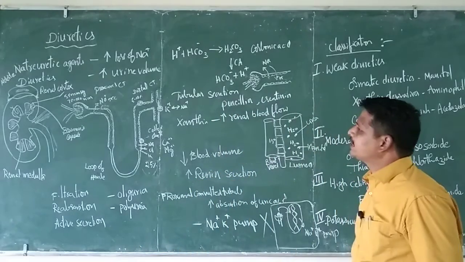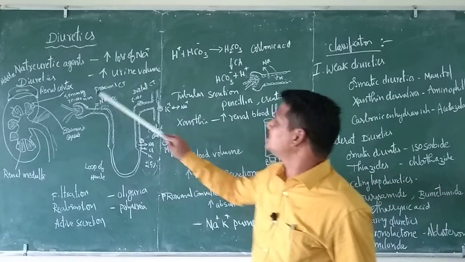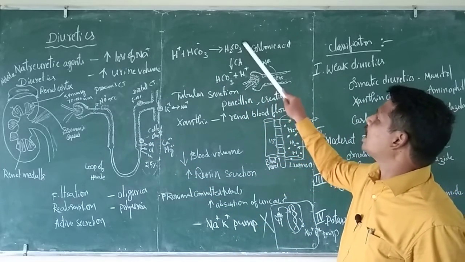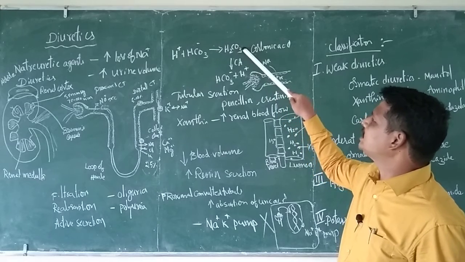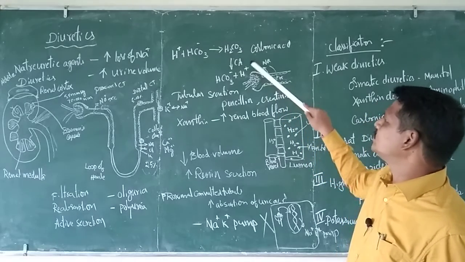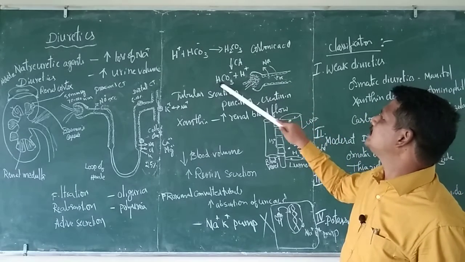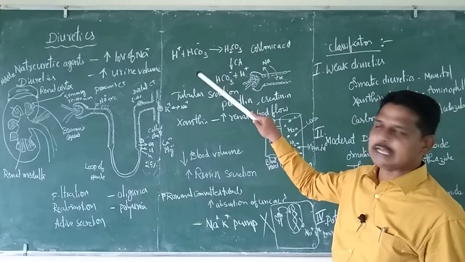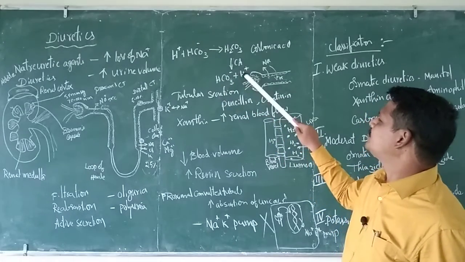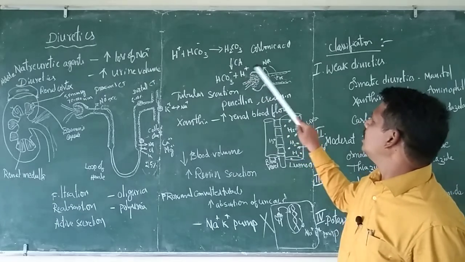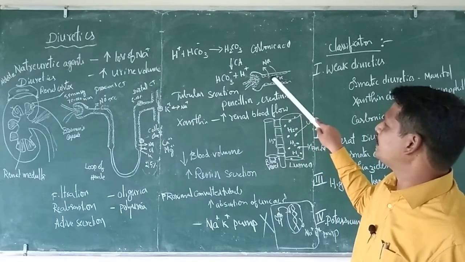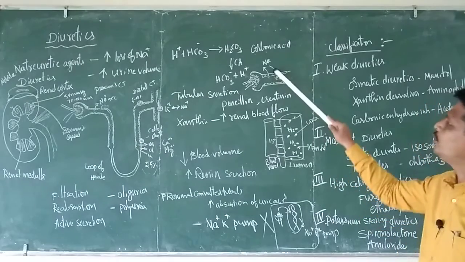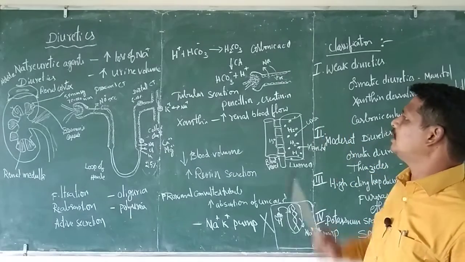Okay, next we will see that in the proximal convoluted tubule, normally hydrogen and bicarbonate form carbonic acid. This carbonic acid, in the presence of carbonic anhydrase, converts into hydrogen plus HCO3. This carbonic acid is essential for maintaining the buffers in plasma. This H plus ion is pumped into the lumen, where it is exchanged with sodium. Most of the sodium is exchanged by this methodology.